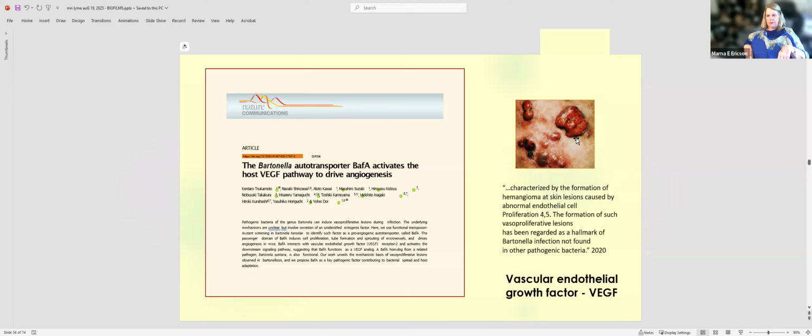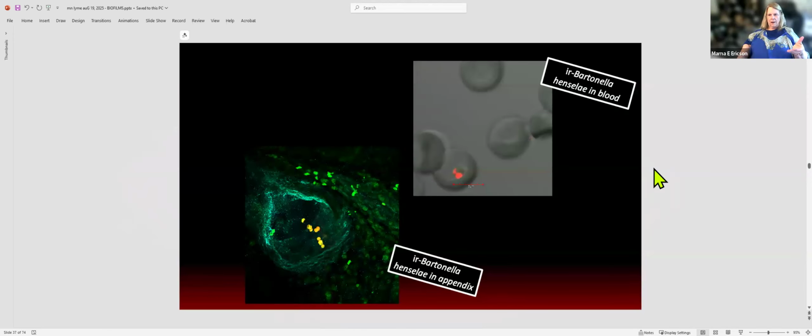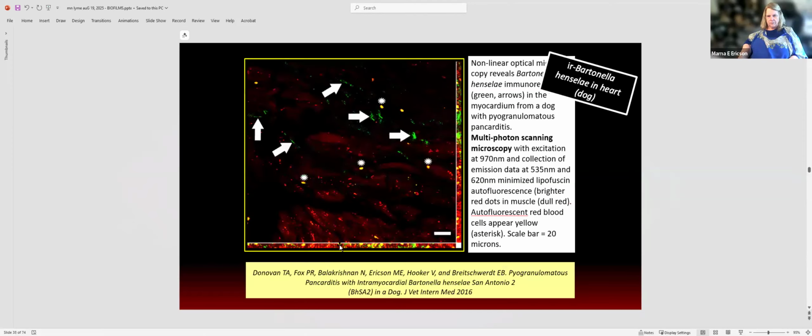This is important because it's a visual cue that you're getting a lot of angiogenesis. We found it, I just want to show a couple more things. We found it in appendix. This is an appendix tissue. The green is the Bartonella, and these are the red blood cells going in a vessel. We have found it, these are all things we've published.